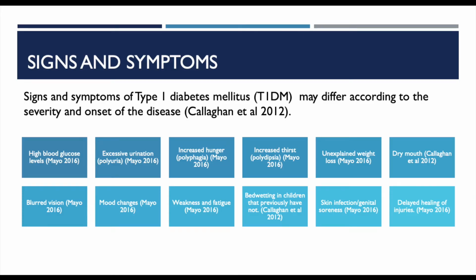Signs and symptoms of type 1 diabetes. Signs and symptoms of type 1 diabetes mellitus may be noticed over a few days to weeks in children and young adults. This may differ according to the severity and the onset of the disease.